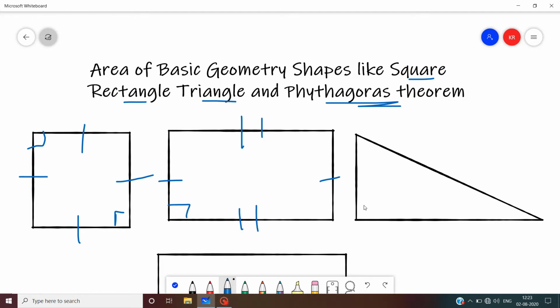And we have several types of triangles: scalene triangle, right angle triangle, isosceles triangle. A scalene triangle has all sides different, an isosceles triangle has any two sides equal, and a right angle triangle has its height perpendicular to the base. So it has its height perpendicular to the base, and this is called the hypotenuse. This is the adjacent side to the angle, and this is the opposite side to the angle.